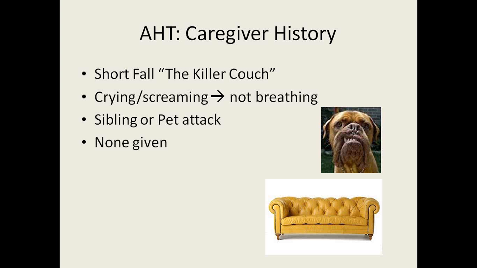The other one is a toddler sibling fell onto the child or hit the child with a toy, or that a pet fell on the child or jumped on the child or something like that. A lot of times these are attributed to normal roughhousing type things. So just be aware that the type of injuries that we're looking at take a lot of force and a very specific mechanism.